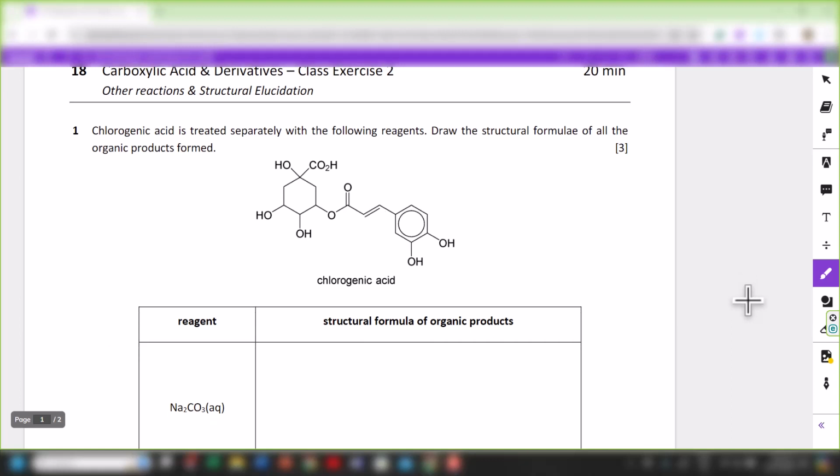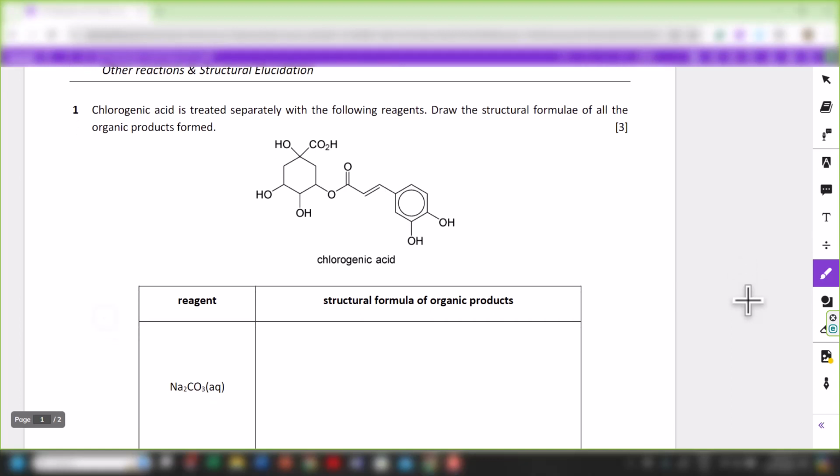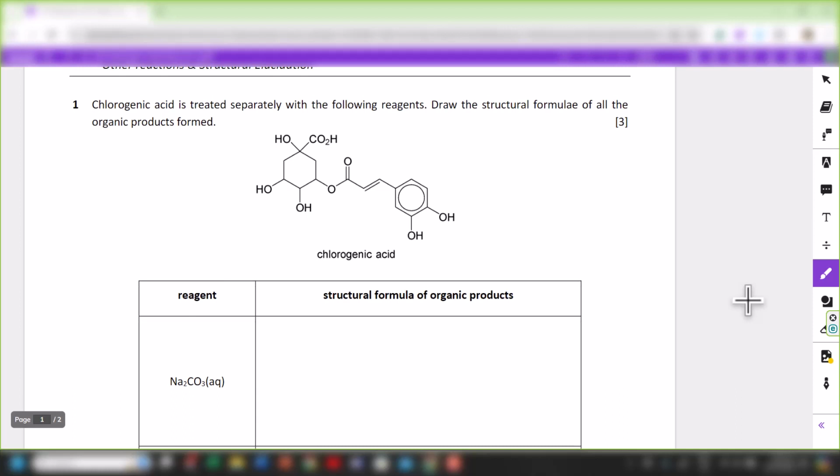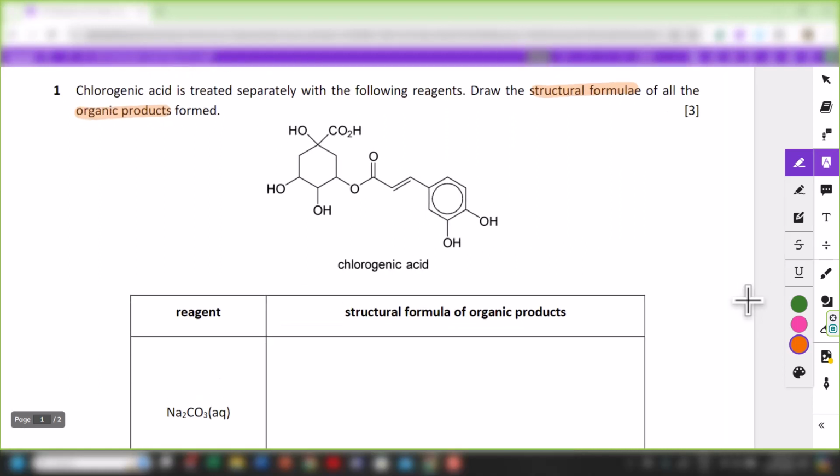Okay, so for question 1, it's a previous A-level question. We have chlorogenic acid treated separately with the following reagents. You are asked to draw the structure formula of all the organic products formed. So we'll highlight the keywords. The keyword is structure formulas, meaning you need to draw it out, and then organic products only. That does not include CO2, so please remember that.